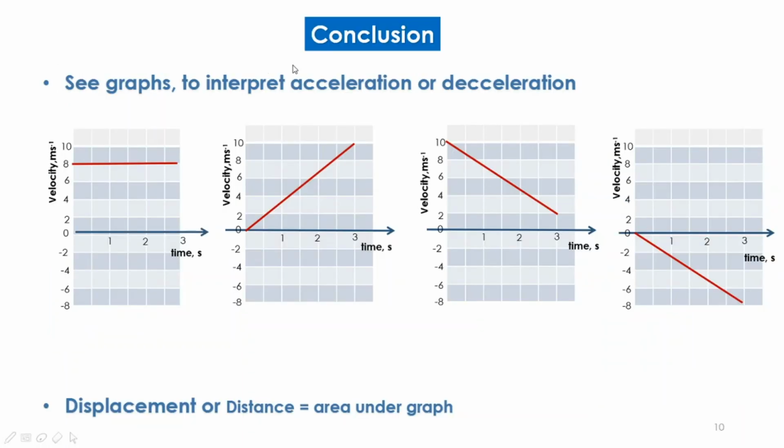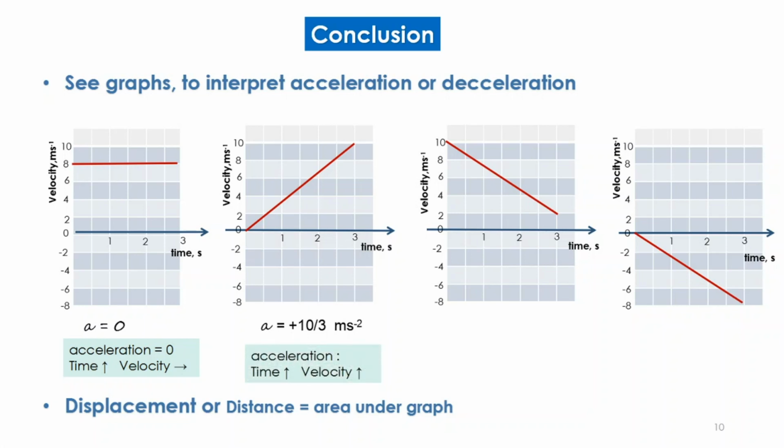Now coming to the end, we hope that you can interpret acceleration or deceleration on the v-t graph. We start on the left graph. The first one, a is equal to 0 because as time grows, velocity is constant. The second graph is a positive gradient straight line. The initial velocity is equal to 0. a is equal to 10 divided by 3. Why do we call it acceleration? Because when time increases, velocity increases.